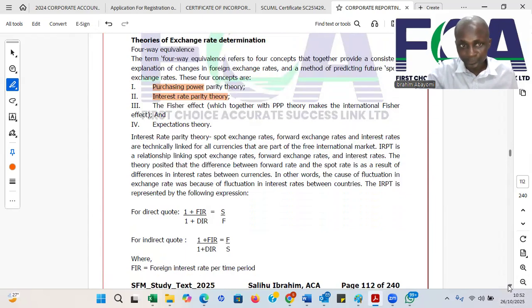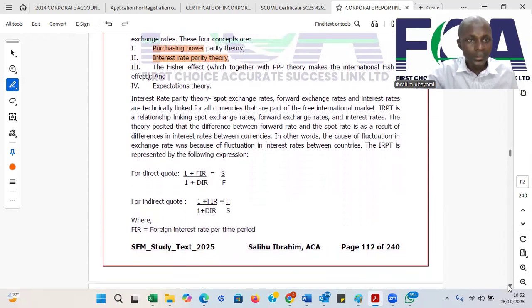Now let's look at interest rate parity theory. The interest rate parity theory states that spot exchange rate, forward exchange rate, and interest rate are technically linked for all currencies that are part of the free international market.